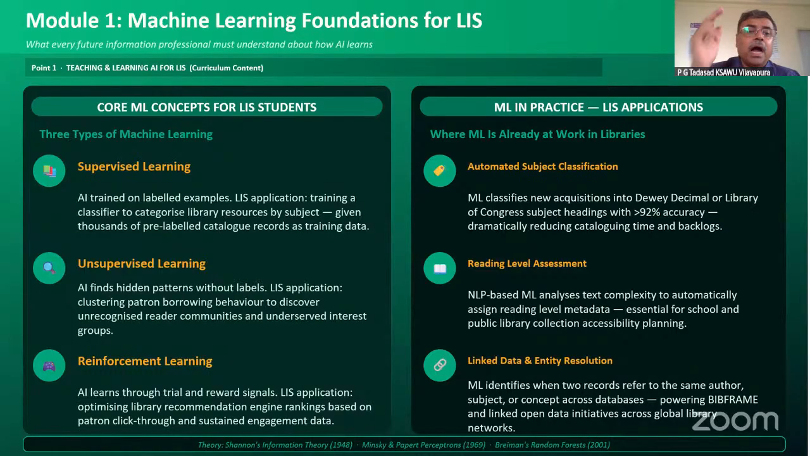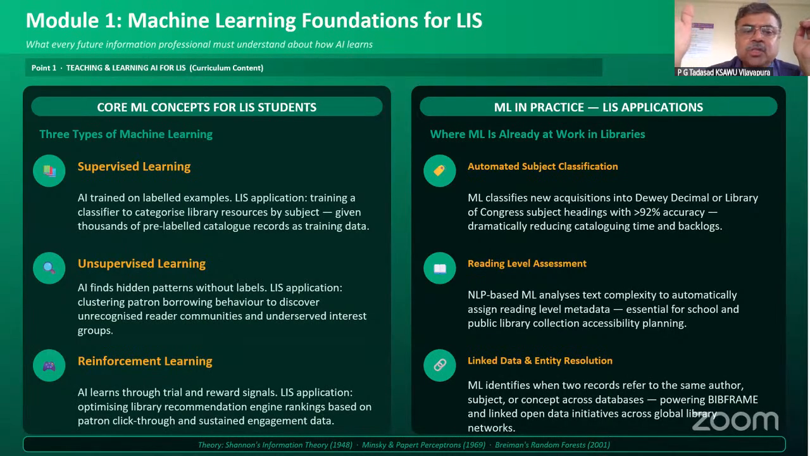The second one is unsupervised learning. AI can find hidden patterns without labels. See, clustering borrowing behavior patterns to discover unrecognized reader communities and underserved interest groups. Who are interested in this, who are not interested in this.